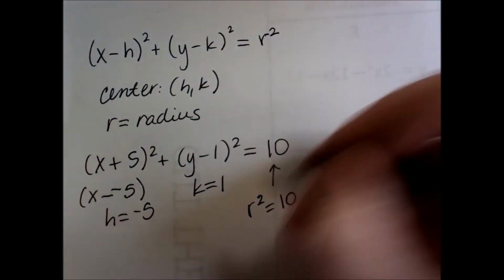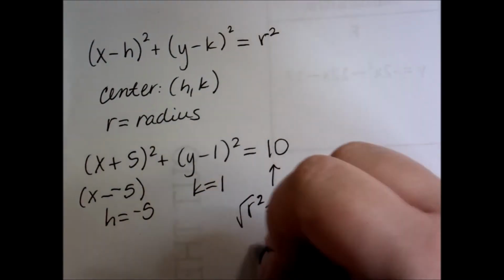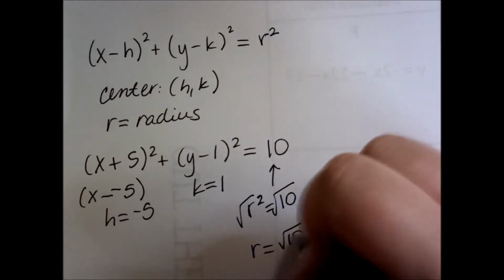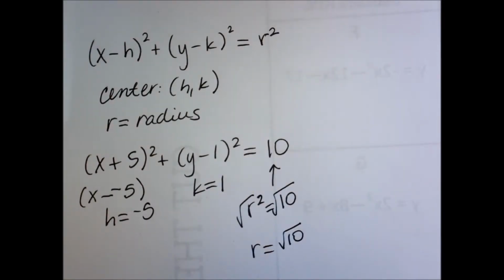Also, if the radius squared is 10, how would I solve that? Take the square root of both sides. So the radius is the square root of 10. This is a case where we don't need plus and minus, because the radius is a distance or a length, so it's not going to be negative.